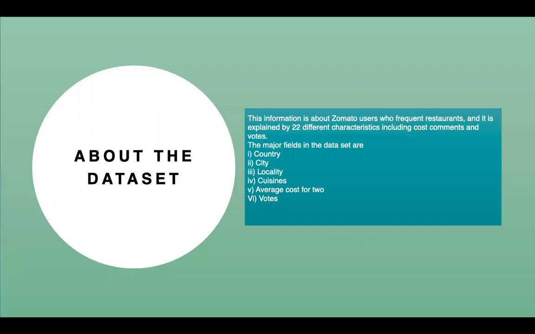This information is about Zomato users and their frequent restaurants, and it's explained by 22 different characteristics, including cost, comments, and votes. The major fields in the data set are country, city, locality, cuisines, average cost for two, and votes. And coming to this project, we need to know the basic restaurant views.